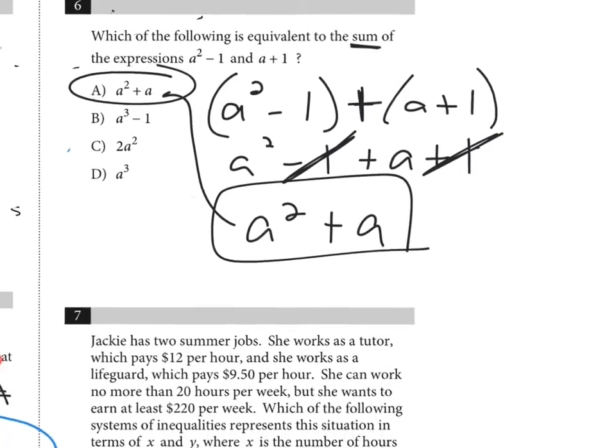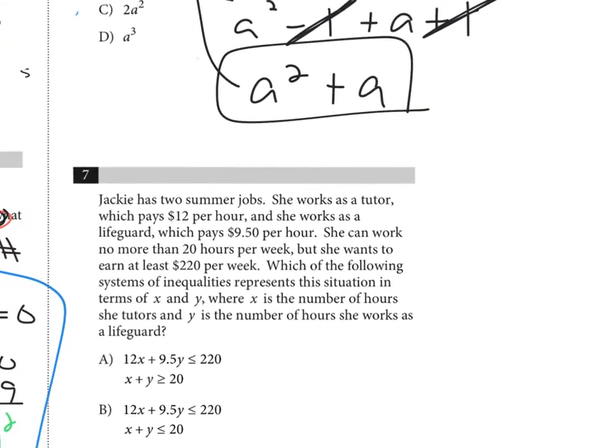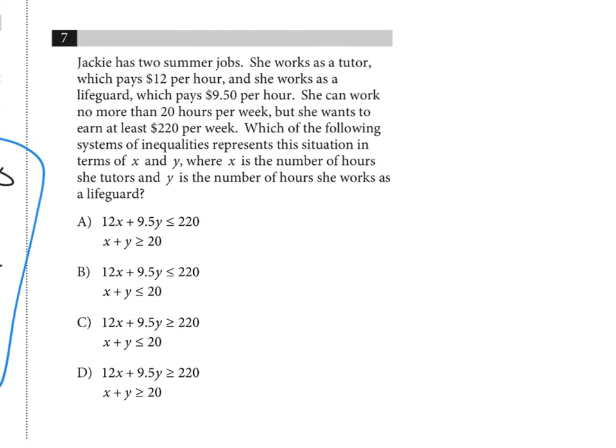Number 7, Jackie has 2 summer jobs. She works as a tutor, which pays $12 an hour, and she works as a lifeguard, where she earns $9.50 an hour. She can work no more than 20 hours a week. So here they're telling you, if you scan down in the question, x is the number of hours she tutors, and y is the number of hours she's a lifeguard.